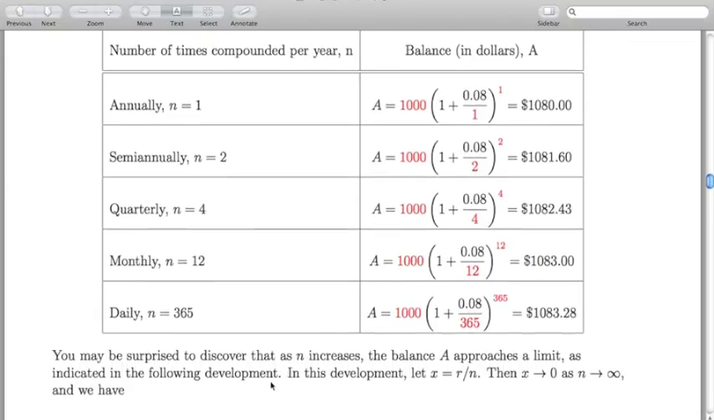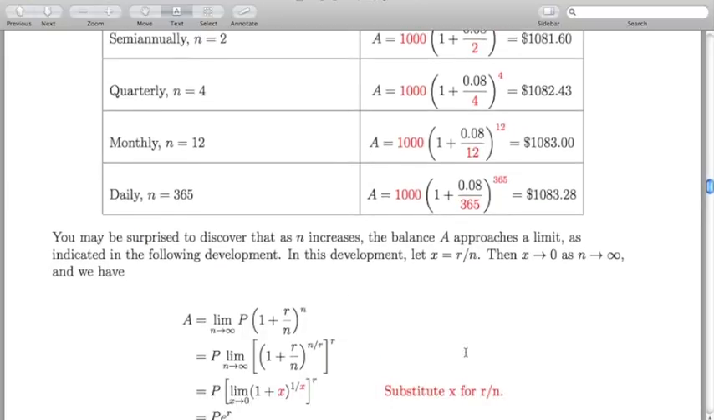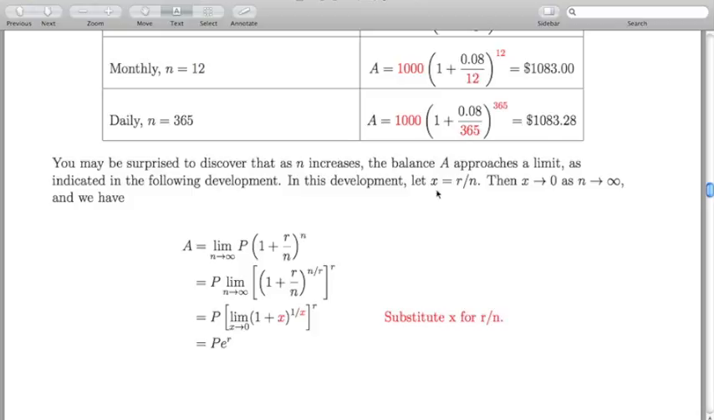If you notice, as n increases, the balance A is approaching a limit. So let's take a look at this. We're going to let x be r over n. So now as n goes to infinity, with that fixed r, x gets closer and closer to 0. That's like when we had the discussion of something finite over infinity. That term gets closer and closer to 0. So as n goes to infinity, x goes to 0.